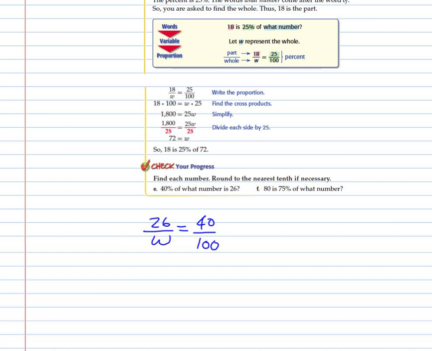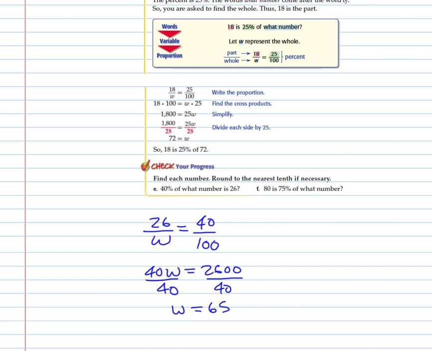Cross products are 40W equals 2,600. Divide both sides of my equation by 40. And my whole then equals 65. So 26 is 40% of 65.